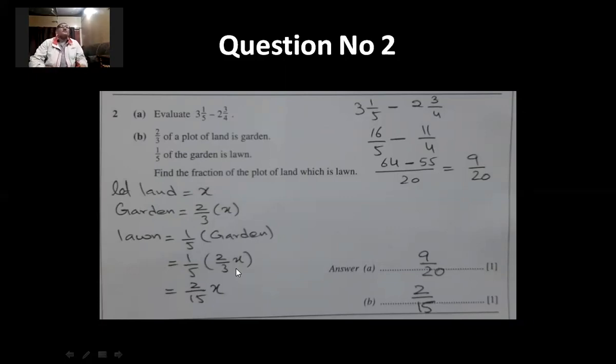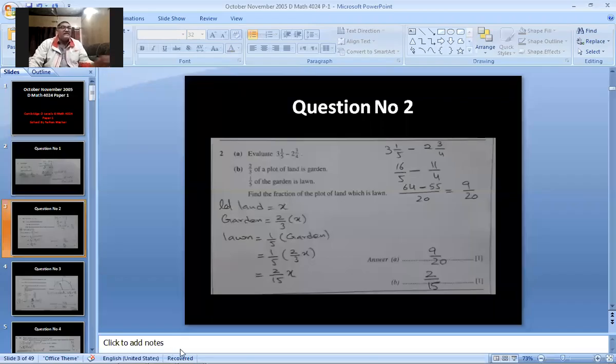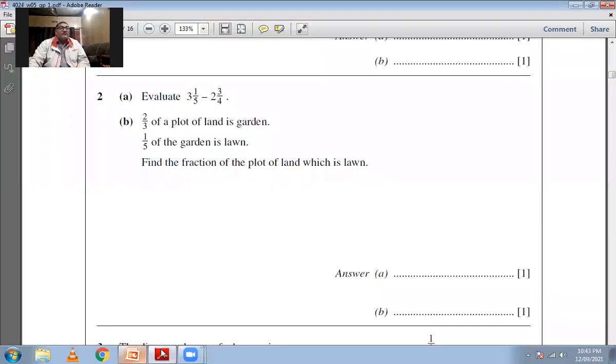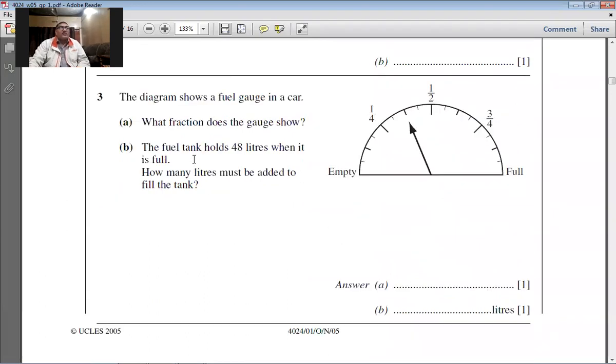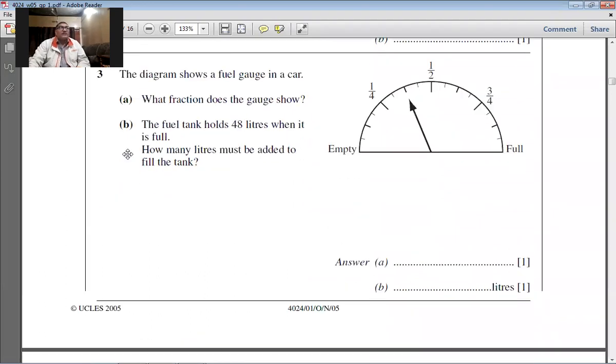So that was question number 2, and it's B part. Hopefully you understand. Okay, so let's move to the next question. And the next question coming up on your screen is question number 3.